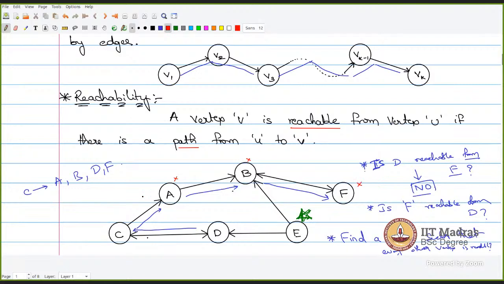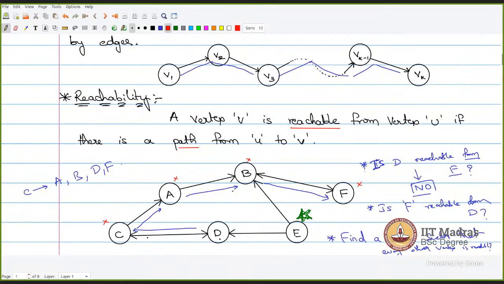What about C? From C, can I go to A, B, D? Yes, except E, we can go to every other vertex. But we are not able to go to E. So C is not. C does not satisfy that condition.